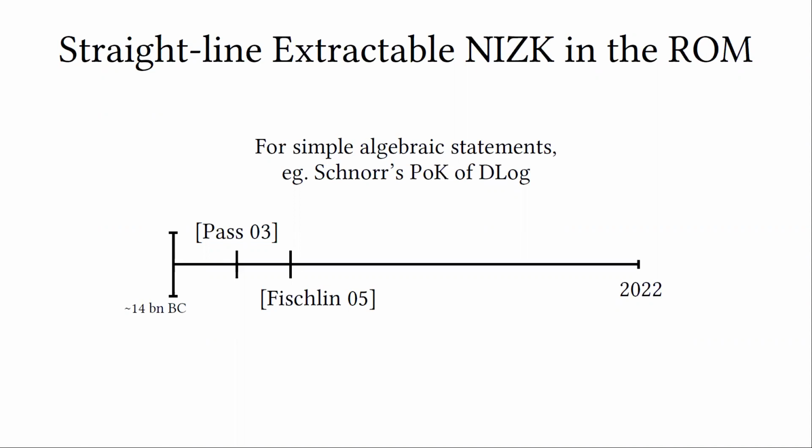Here. Since we are already on this slide, I was wondering why the Unruh transform is not straight-line extractable according to your definition? It is, but it's basically just the Pass transform. Okay, I see.